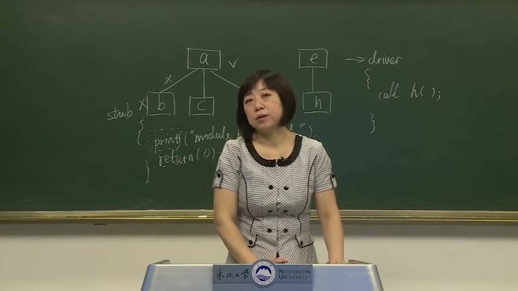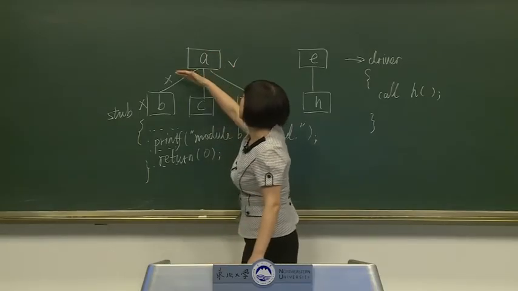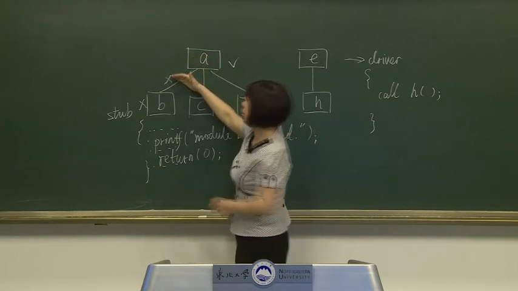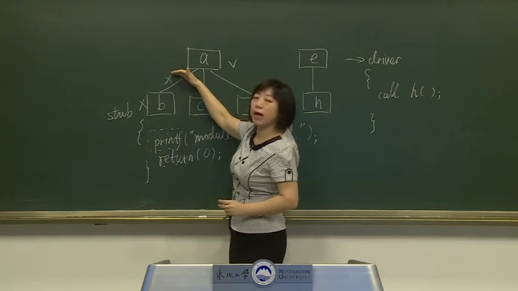This method really has some advantages. Advantage 1, fault isolation. That means if a previously successful test case fails when a new module is added to what has been tested so far, the fault certainly lies within the new module or in the interface. So module A is isolated from the fault. Module A has no problem, and the fault can only exist in module B or the interface. So this is called fault isolation.